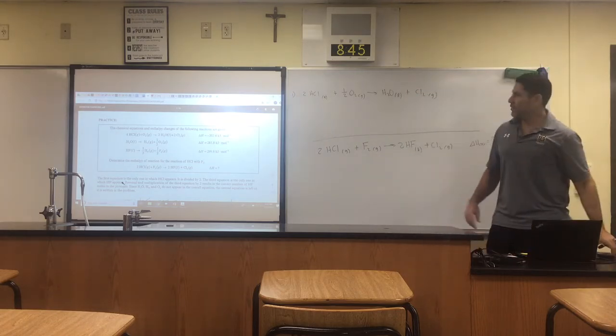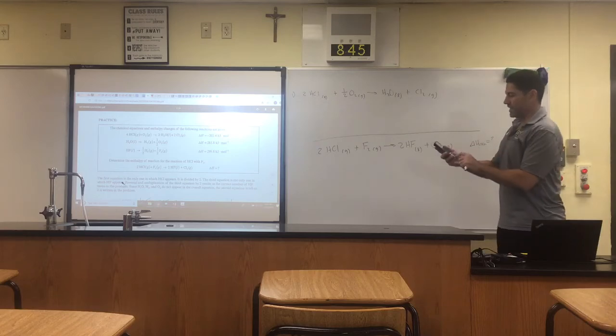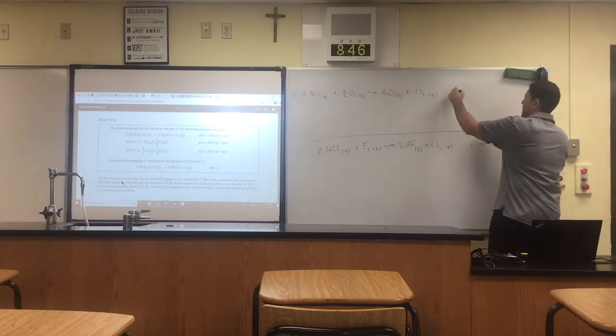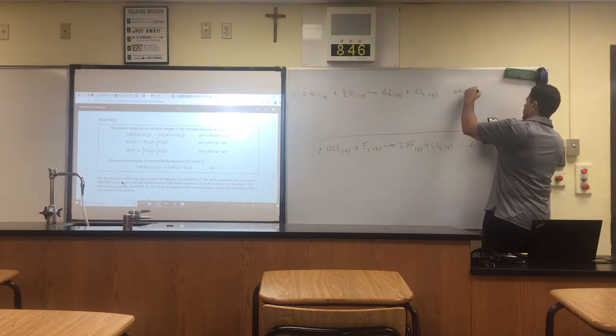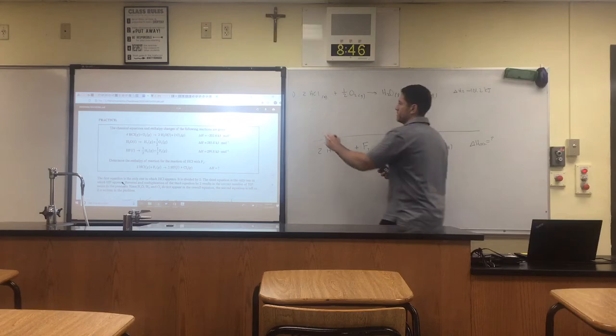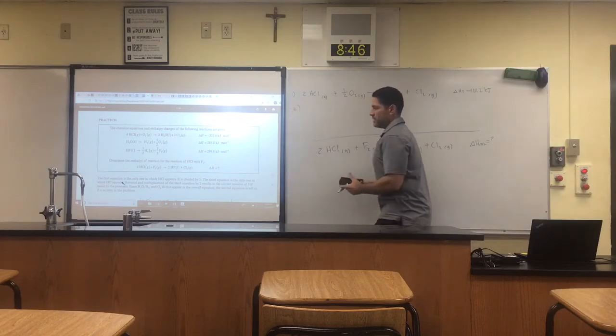Okay? Again, whenever you divide, whatever you do, you got to do it to the delta H. So it's negative 202.4 divided by 2, and you get a delta H of negative 101.2 kilojoules. Okay? Now, let's keep going.